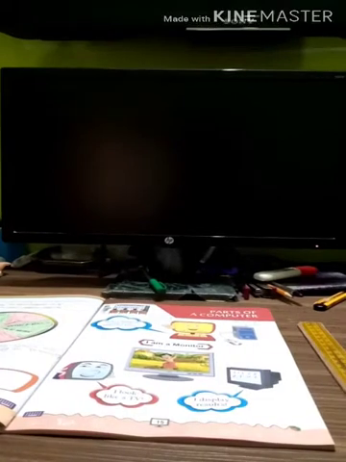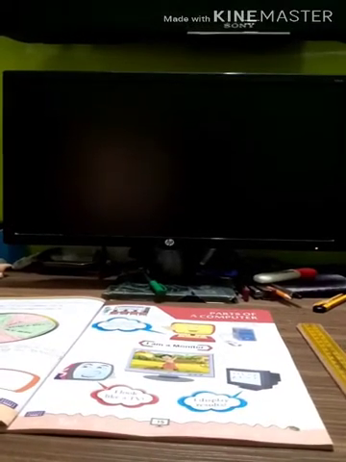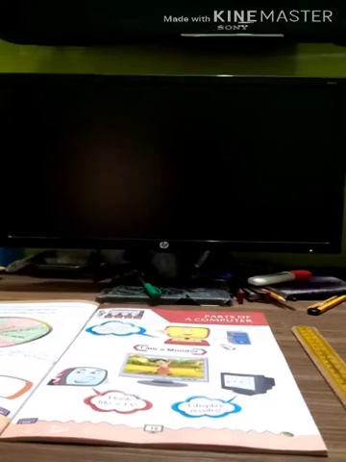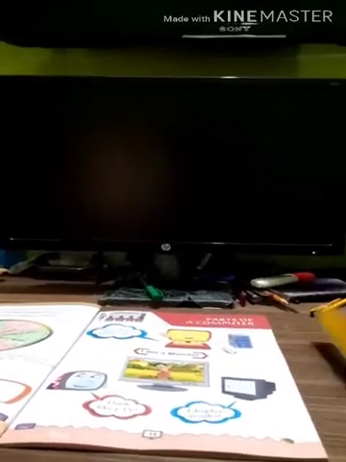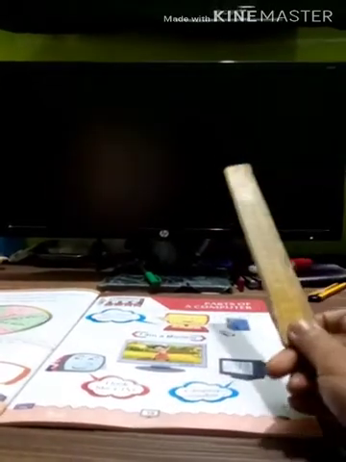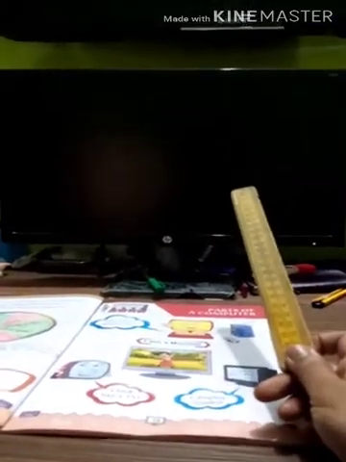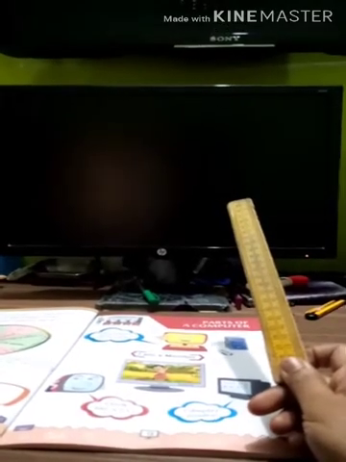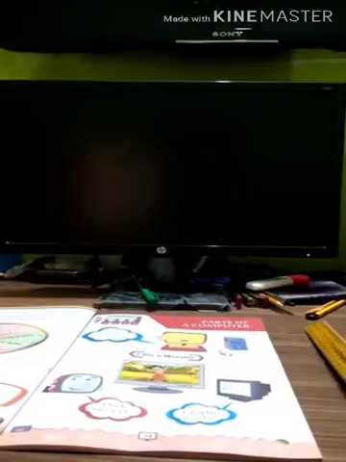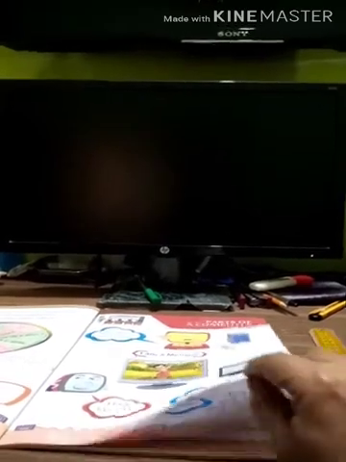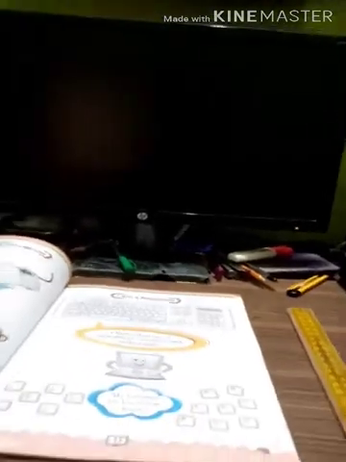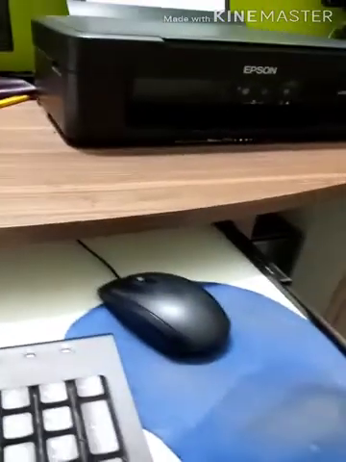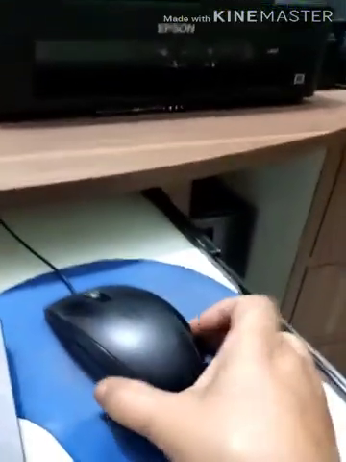Now I am trying to show you the actual look of these parts of our computer system. First I read about the monitor. So this is our monitor. If you look at your screen, this is our monitor. It looks like a television. And the next part which we have learned is the mouse. So you can see the mouse. This is our mouse.